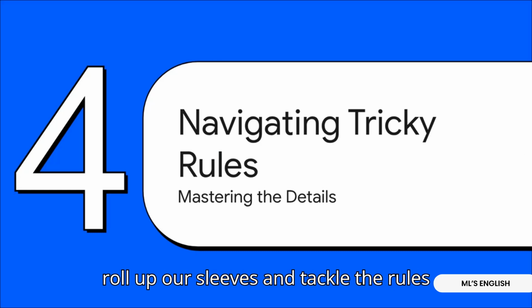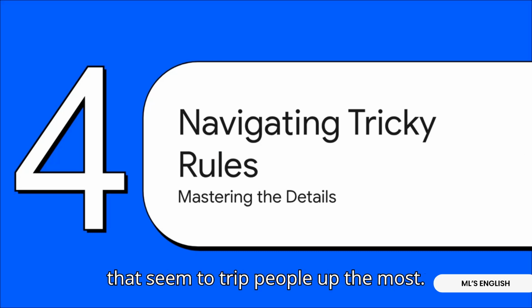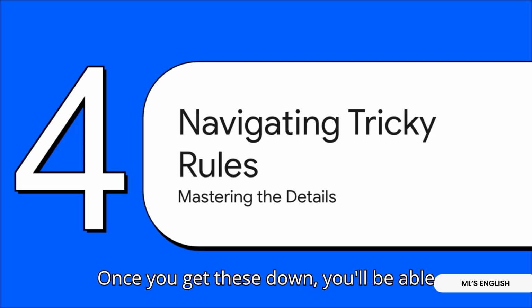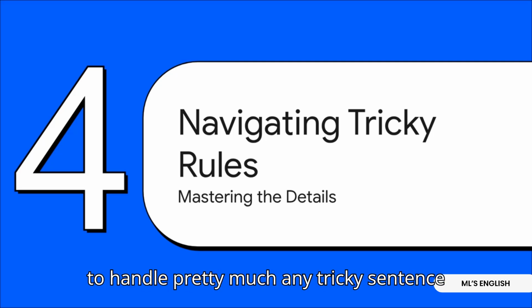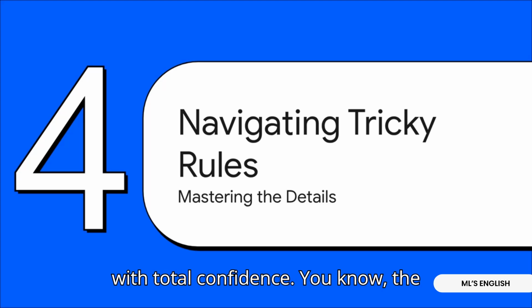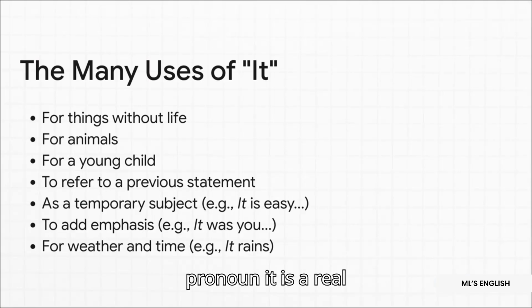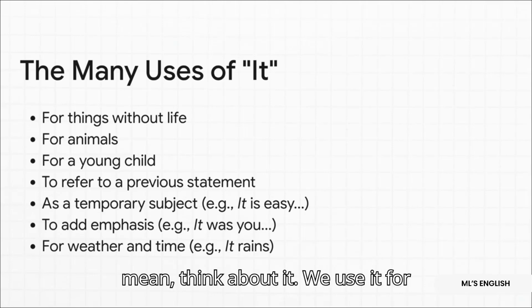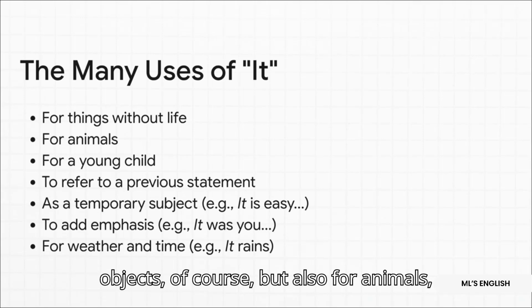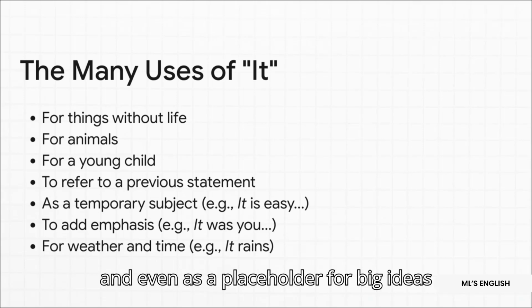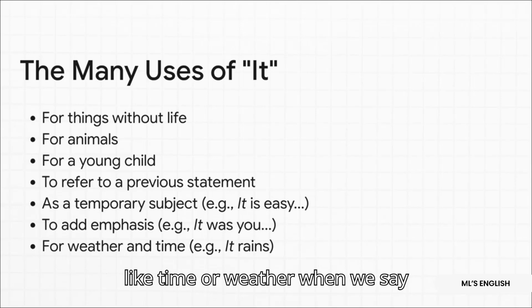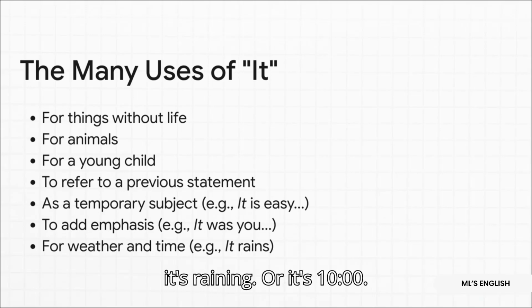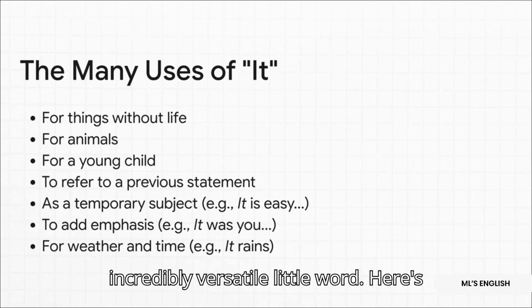All right, let's roll up our sleeves and tackle the rules that seem to trip people up the most. Once you get these down, you'll be able to handle pretty much any tricky sentence with total confidence. You know, the pronoun it is a real workhorse of the English language. I mean, think about it. We use it for objects, of course, but also for animals, and even as a placeholder for big ideas like time or weather. When we say, it's raining, or it's 10 o'clock, what is it really? It's just an incredibly versatile little word.